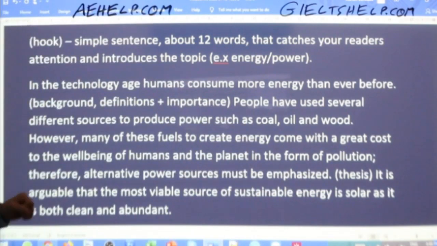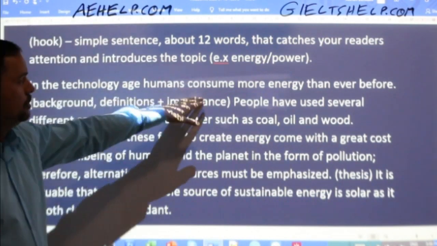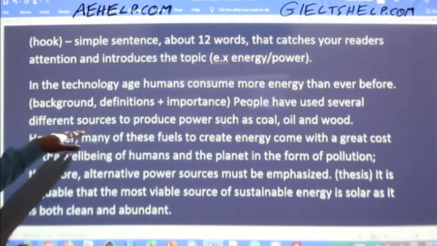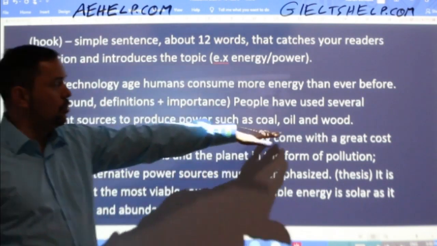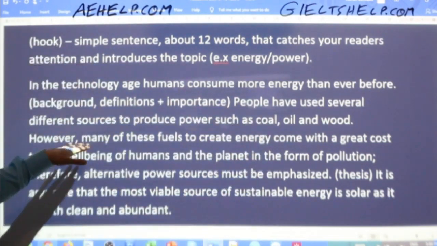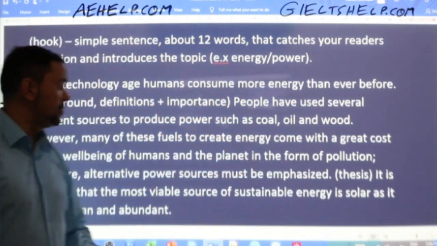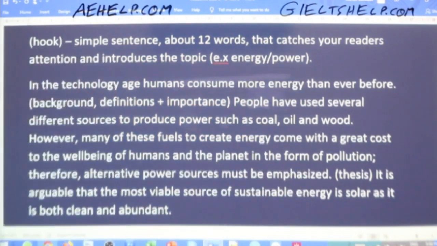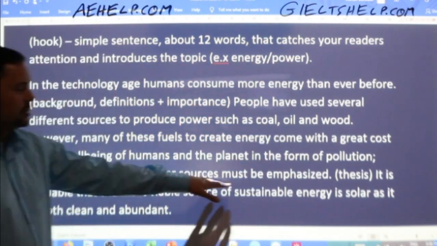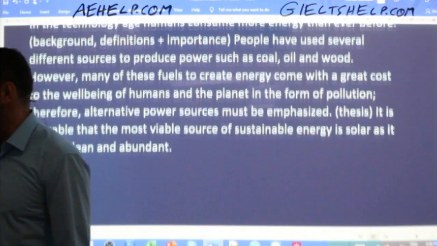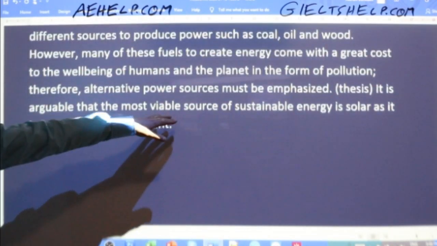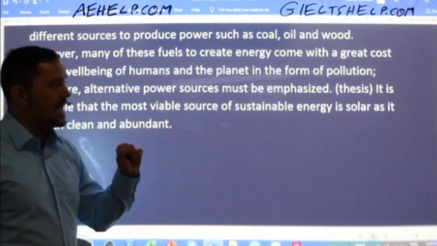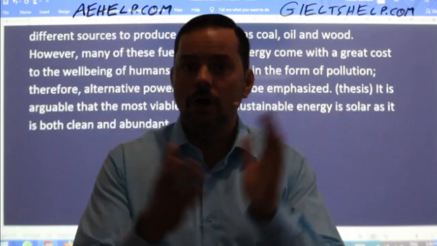Okay, so here is my introductory paragraph that's going to score me a band 9. Here we go from the top. In the technology age, humans consume more energy than ever before. People have used several different sources to produce power, such as coal, oil, and wood. However, many of these fuels to create energy come with a great cost to the well-being of humans and the planet in the form of pollution. Therefore, alternative power sources must be emphasized. It is arguable that the most viable source of sustainable energy is solar, as it is both clean and abundant. There you go, band 9.